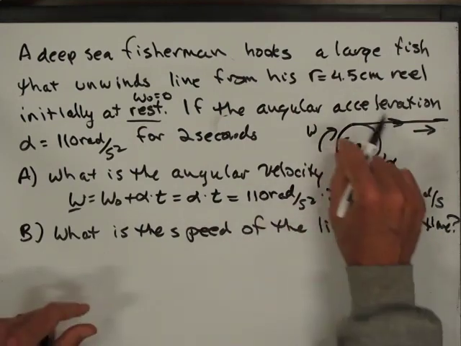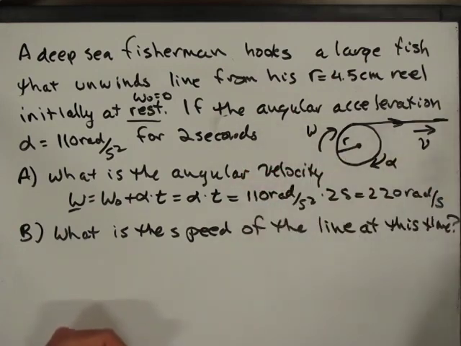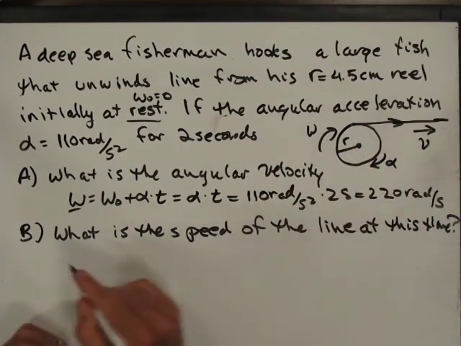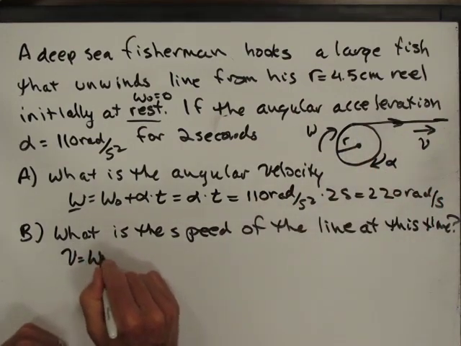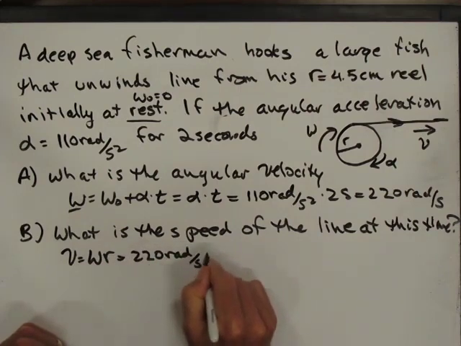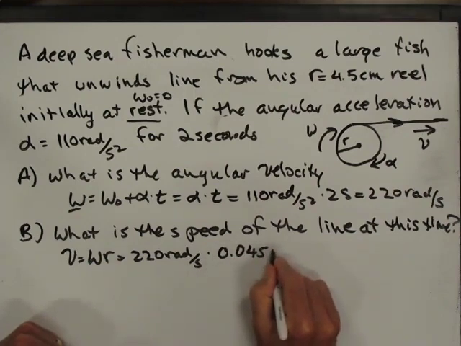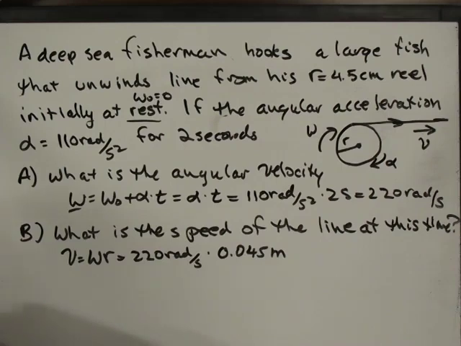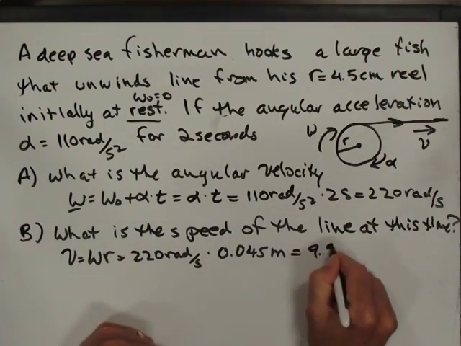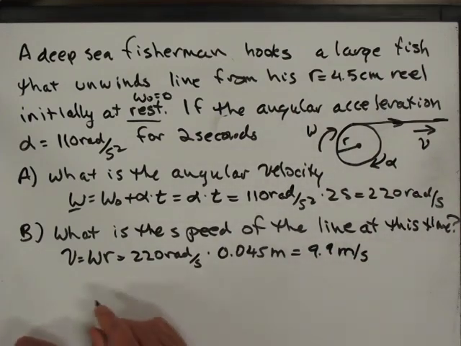So the question is, what is the speed of the line? The fish is pulling the line out, and the speed of the line is the same thing as the tangential speed of the reel. So we can just say V is equal to omega times R, which is 220 radians per second times 0.045 meters, which is 9.9 meters per second, just under 10 meters per second.